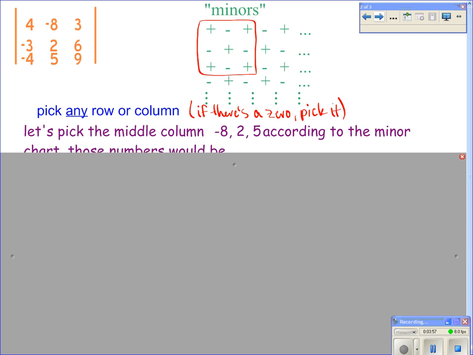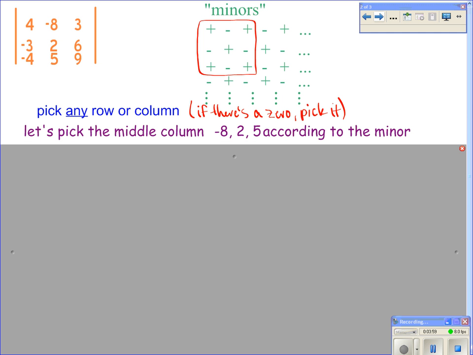For the sake of all of us doing the same one, we're going to pick the middle column. So on your matrix, I would like you to circle those 3 numbers, which are also written right here. And then what we're going to do is look at the minors chart in the exact same position. So those symbols need to be multiplied by those numbers that we picked, because that's the middle column of the minors. This is the middle column of the determinant. So we're going to take a negative times -8, which gives us what? +8.